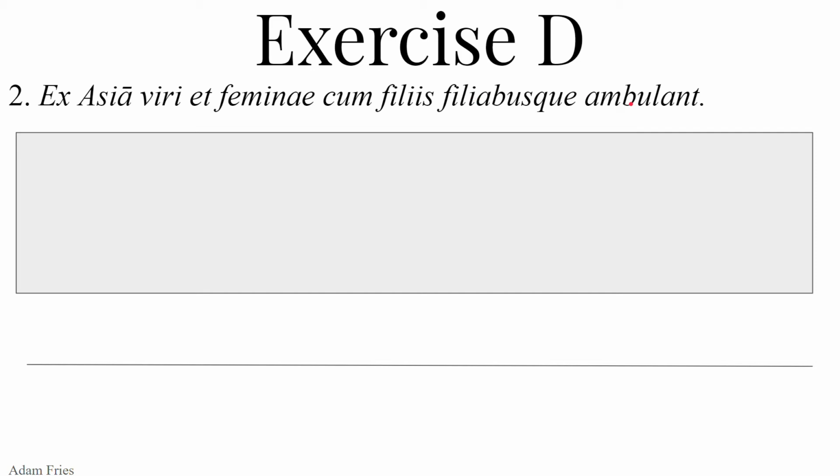And ambulant, from ambulo, ambulare, ambulavi, ambulatus, meaning to walk. Ambulant, third plural, present tense, they walk. So the subject walks, men and women, they walk from, out of, ablative of separation, from Asia with sons and daughters, ablative of accompaniment. Men and women walk from Asia with sons and daughters.